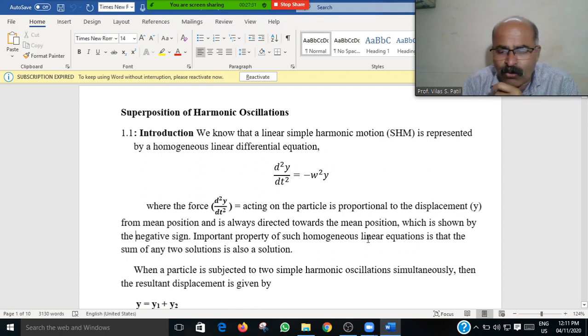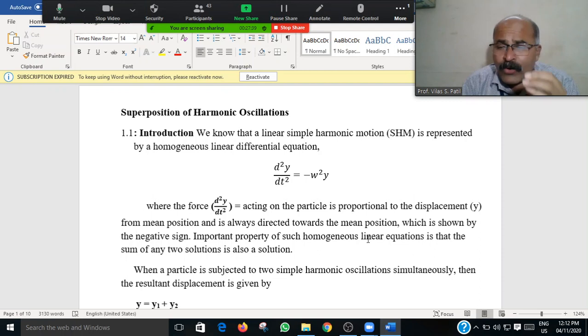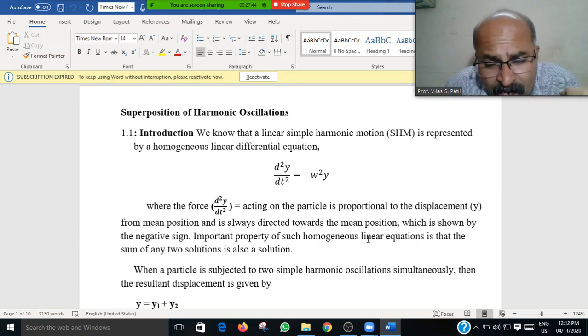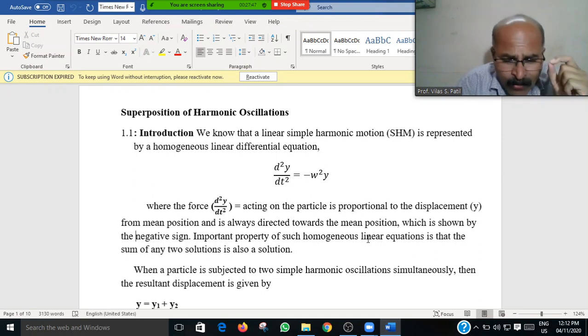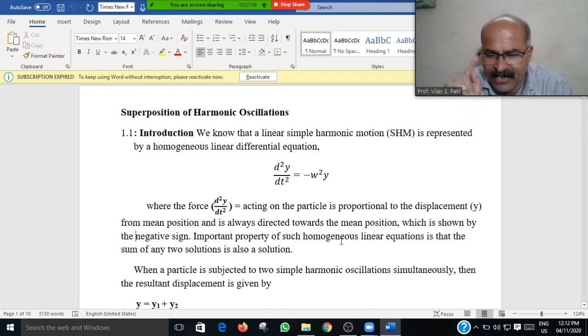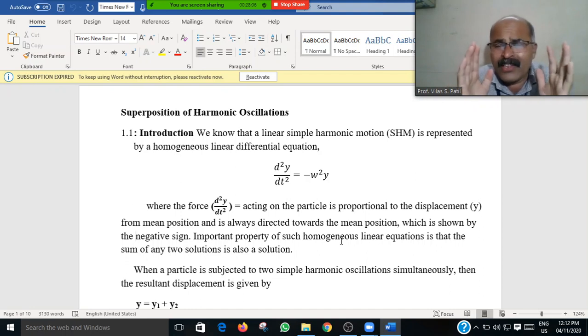Important property of such a homogeneous linear equation, we know that is d2y by dt square is equal to minus omega square y. This is the homogeneous linear equation. And what are the properties of such a homogeneous equation we are going to see. बघा, important property of such homogeneous linear equation is that the sum of any two solutions is also a solution. What is the property of the homogeneous equation? The homogeneous linear equation has different solutions.